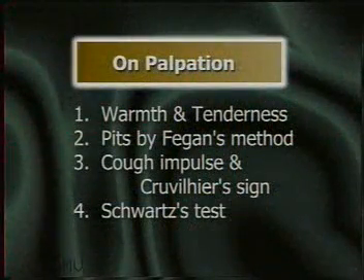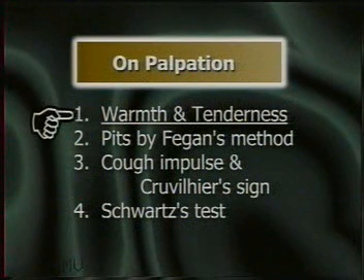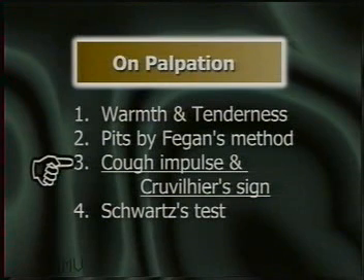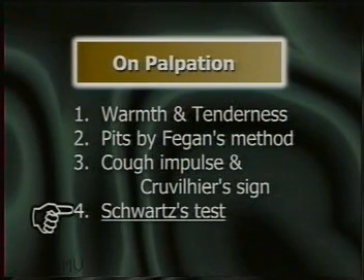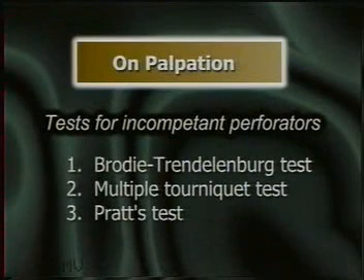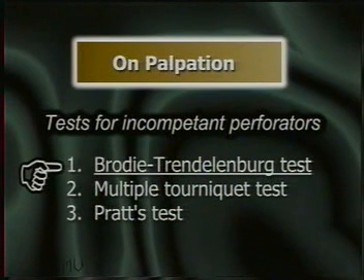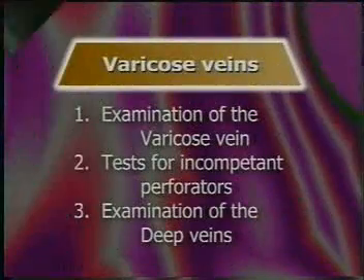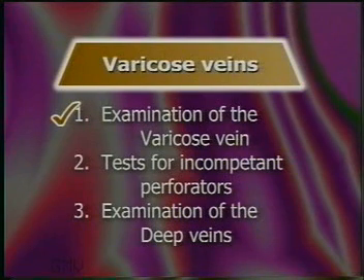So to revise, on palpation, we first palpated the length of the vein for warmth and tenderness. Then we emptied the vein and palpated the deep fascia under it by Fagan's method for palpable pits. Then we tested for cuff impulse and Cruvelier's sign at the saphenous opening and performed the tap test or Schwartz test. Then we performed the special tests for incompetent perforators, that is Brodie-Trendelenburg test, multiple tourniquet test, and the Pratt's test. Thus, we have completed the examination of the varicose veins and the tests for incompetent perforators.